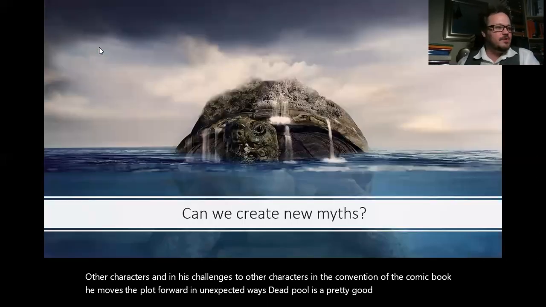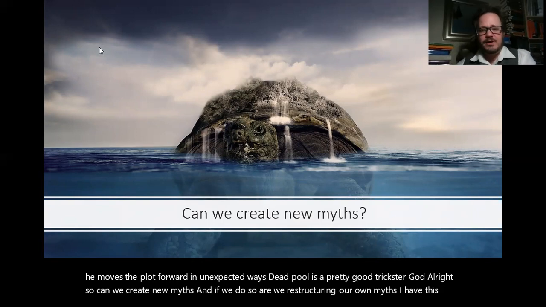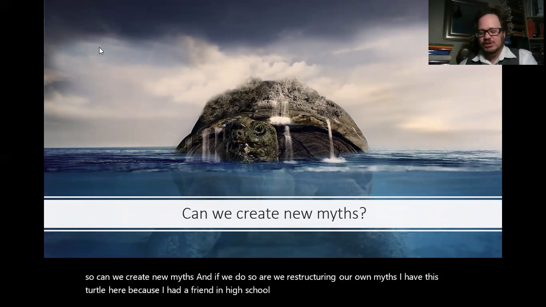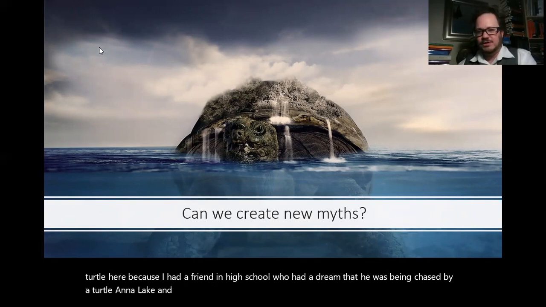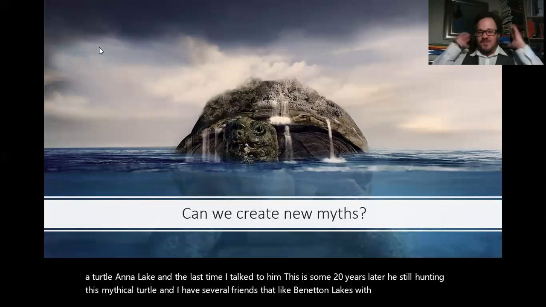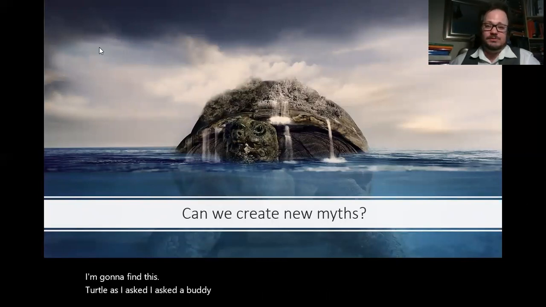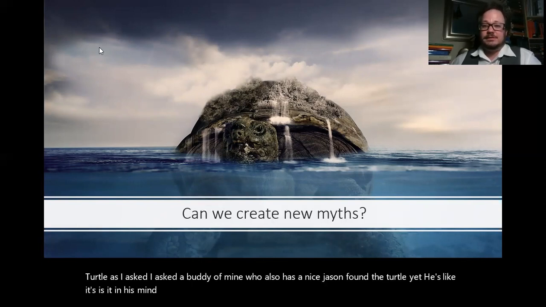All right, so can we create new myths? And if we do so, are we restructuring our own myths? I have this turtle here because I had a friend in high school who had a dream that he was being chased by a turtle in a lake. And the last time I talked to him, some 20 years later, he's still hunting this mythical turtle. I have several friends that have been out on lakes with him on a boat, him saying, I'm gonna find this turtle. And I asked a buddy of mine who also knows him, has Jason found the turtle yet? He's like, is it in his mind or is it real? He still seeks it.